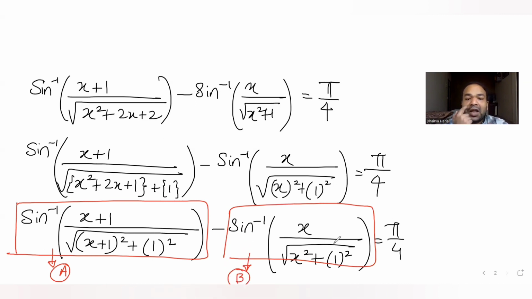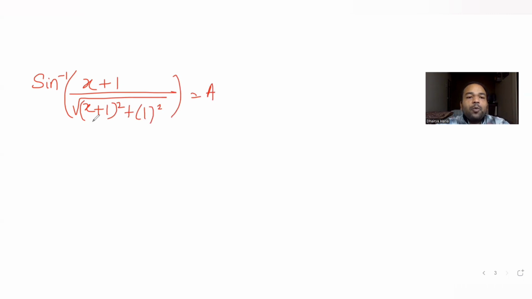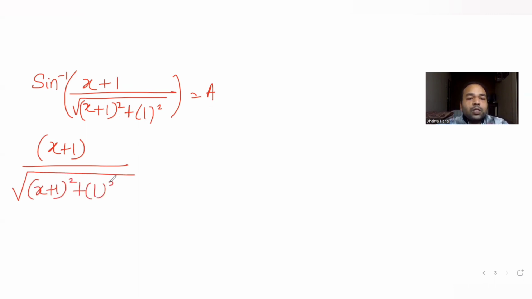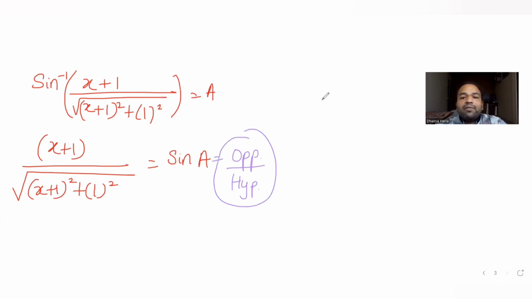So if I use the idea of a right angle triangle to denote my trigonometric ratios, first let's talk about A: sine inverse of (x plus 1) upon square root of (x plus 1) the whole square plus 1 square is equal to A. From here, (x plus 1) upon square root of (x plus 1) the whole square plus 1 square is equal to sine of A. Sine of A is opposite upon hypotenuse. So let's say my angle is A. This is your opposite side, x plus 1. This is your hypotenuse, which is square root of (x plus 1) the whole square plus 1 square.